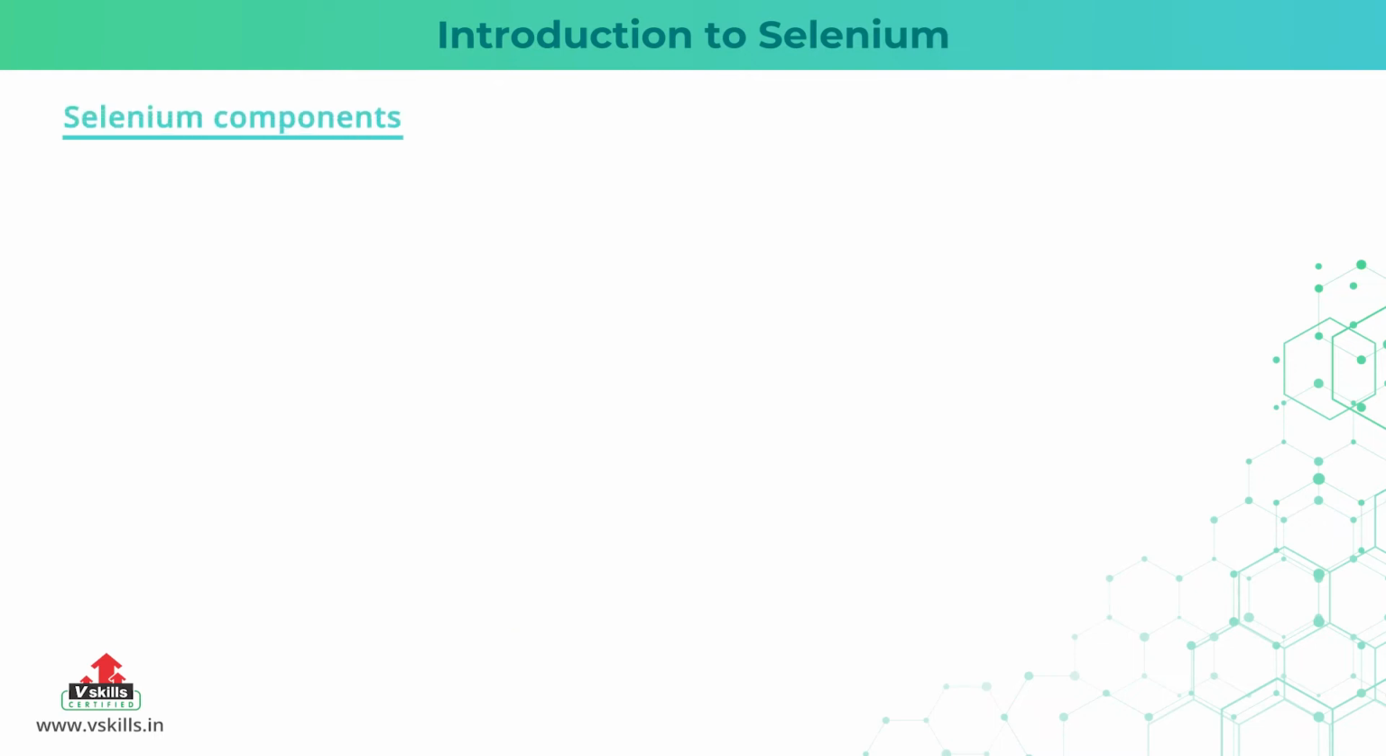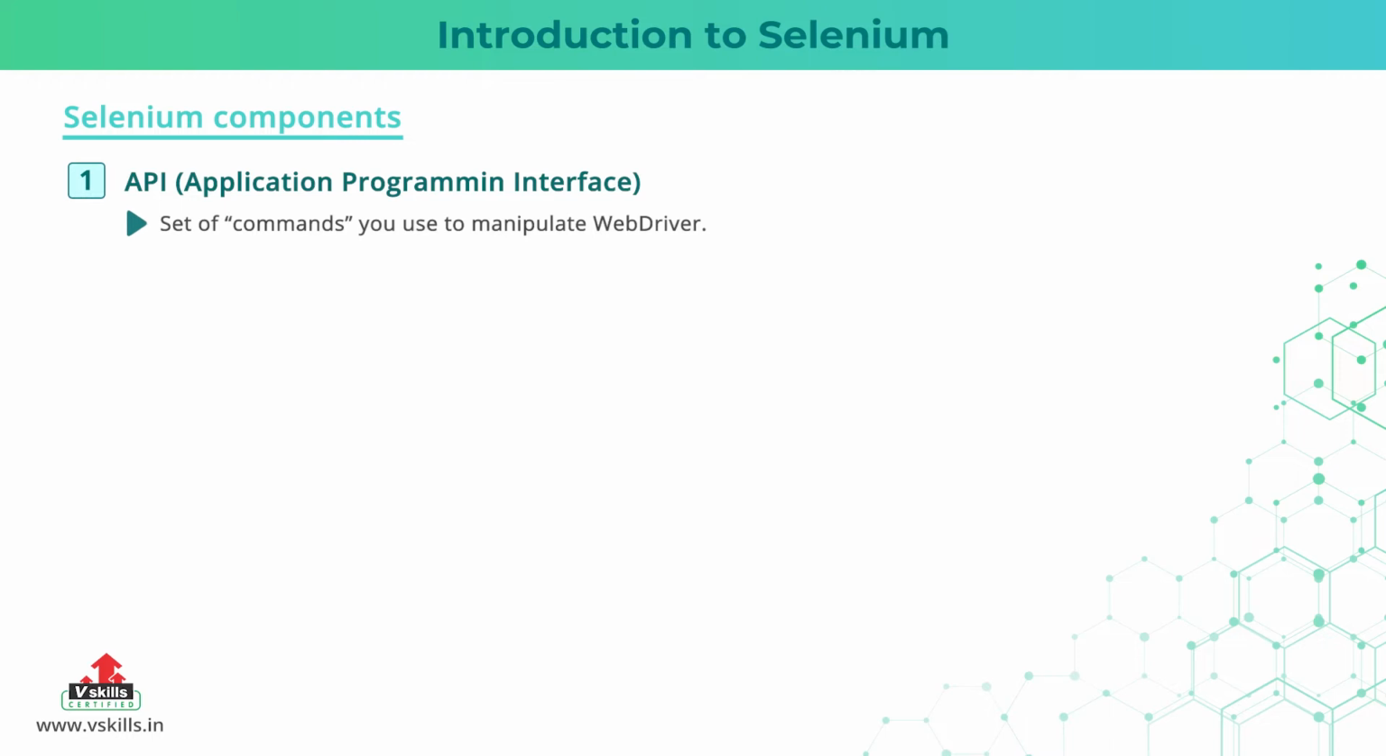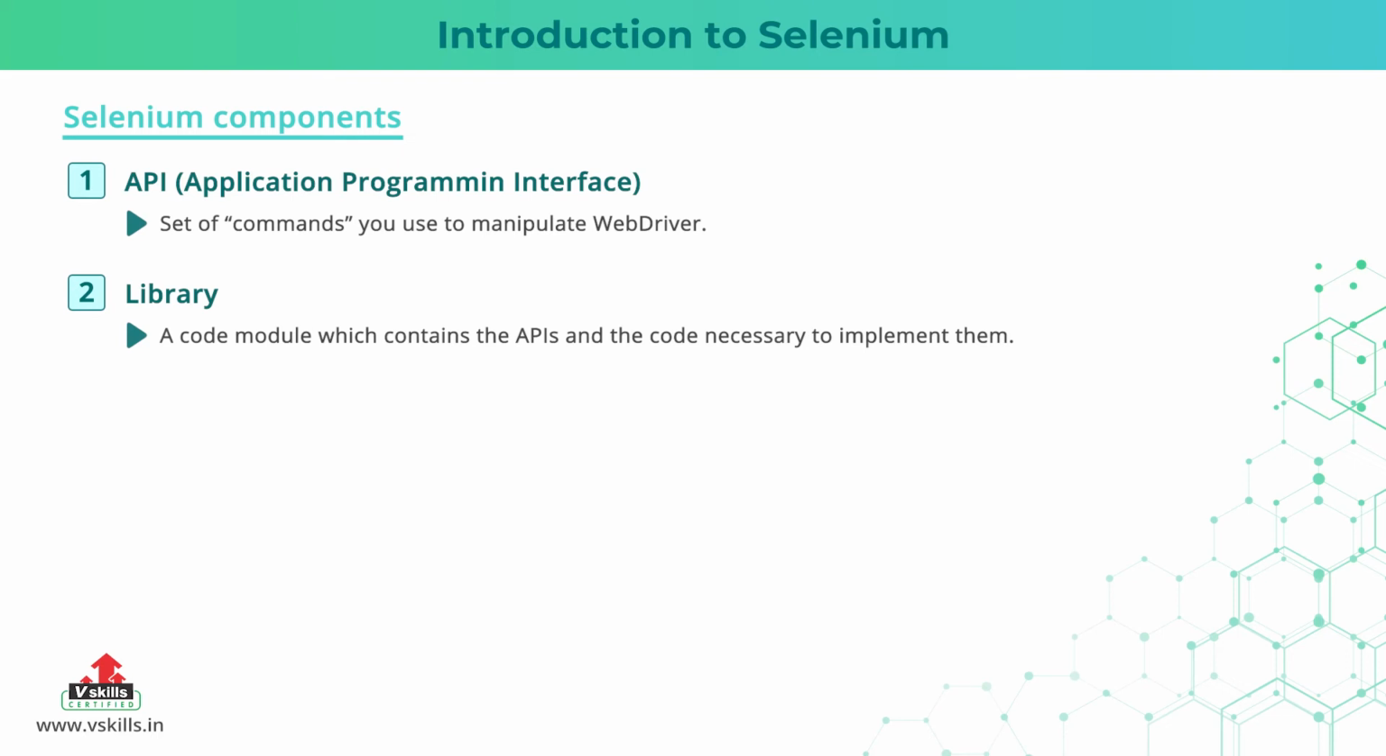Let us look at the components of Selenium now. Building a test suite using WebDriver will require you to understand and effectively use a number of different components. As with everything in software, different people use different terms for the same idea. So here is a breakdown of how terms are used in this description. API, or Application Programming Interface, are the set of commands you use to manipulate WebDriver. Library is a code module, which contains the APIs and the codes to implement them. Libraries are specific to each language binding, for example, .jar files for Java, .dll files for .NET, etc.